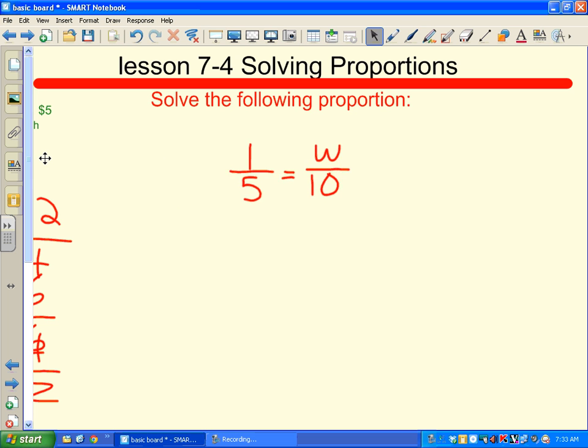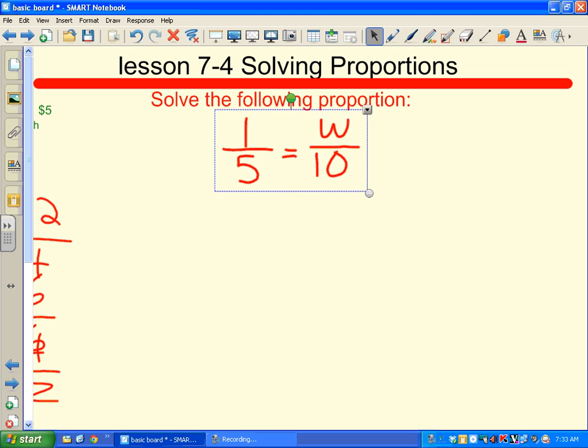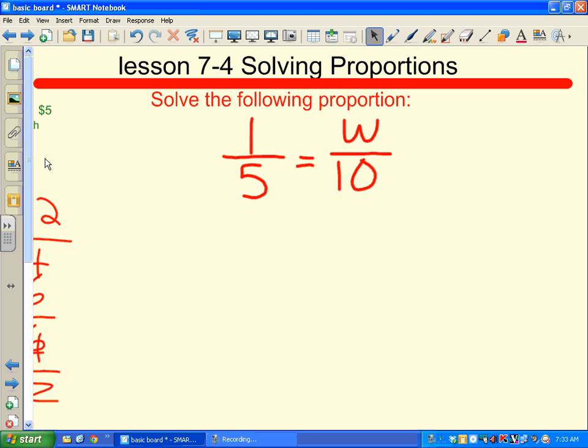Our first one we have is 1 over 5 equals W over 10. W is just a variable. Now, these have to be equal. So they have to be proportionally equal. They are a proportion. So we don't need to test for proportion, and there really is no way with the variable. But let's go ahead and solve it. Now, there's two ways we could solve it. I'm going to teach you the quick and easy way. The quick and easy way goes like this.